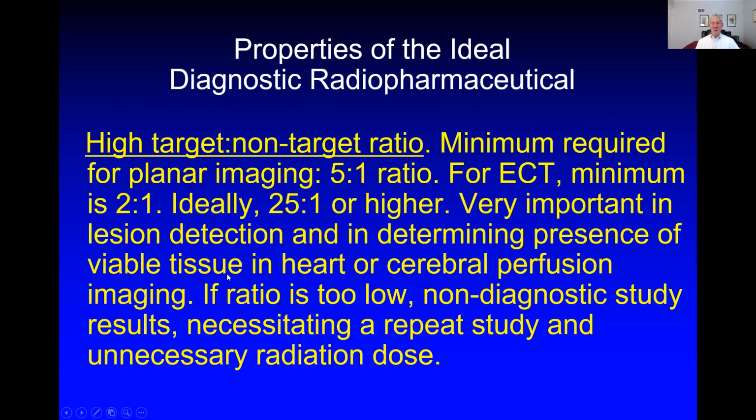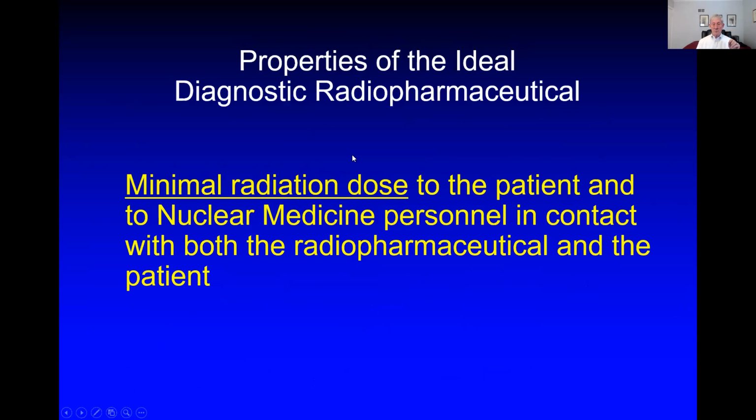So let me back up one step. It's very important. This is that fourth thing we need to keep in mind. Very important to have that high target to non-target ratio. Now, these are the common sense things that you would have thought about. Minimal radiation dose to the patient and minimal radiation dose to the nuclear medicine technologist who is in close contact with that patient, injecting the patient, imaging the patient, and so on. Now, who are we more concerned about today? The patient who got the injection or the nuclear medicine technologist? Who are we more worried about?